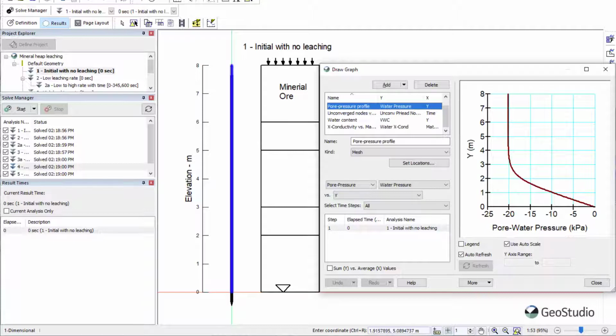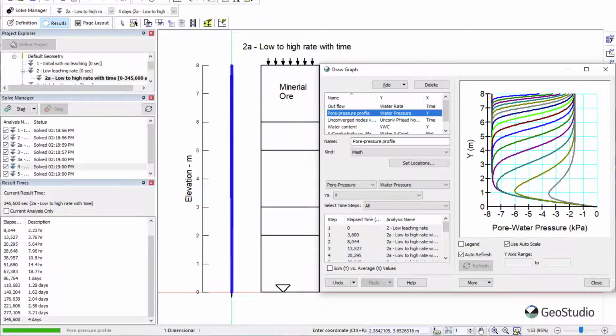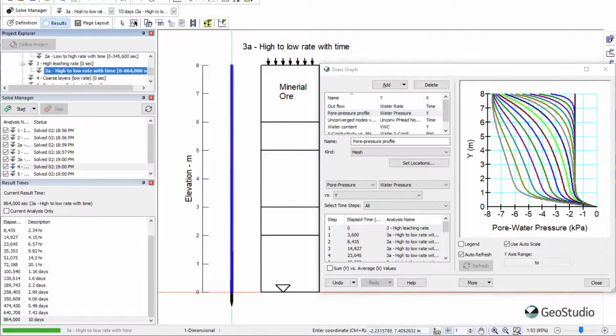The second set of analyses was used to consider a changing leaching rate from a low rate to a high rate over a period of 4 days, while the third set considers the leaching rate changing from a high rate to a low rate over a period of 10 days. The resulting volumetric water content profiles can be visualized using the graphing feature in GeoStudio, making it easier to interpret the flow regime and patterns experienced under the varying leaching rates.